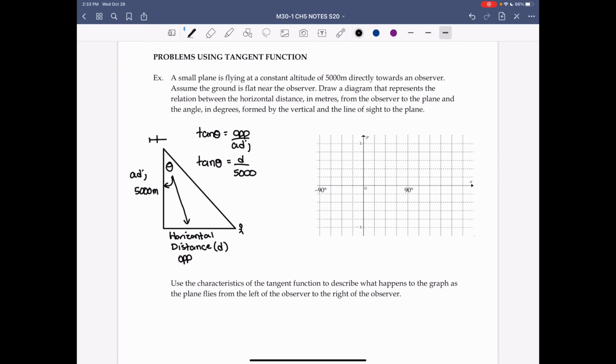Let's draw a sketch of tan theta on this grid provided. Recall that our asymptotes occur at 90 degrees. We would also have one at -90 degrees. We have an X-intercept and a Y-intercept at the origin. Our tan function equals 1 at 45 degrees, and it equals -1 at -45 degrees. So we would have this image.